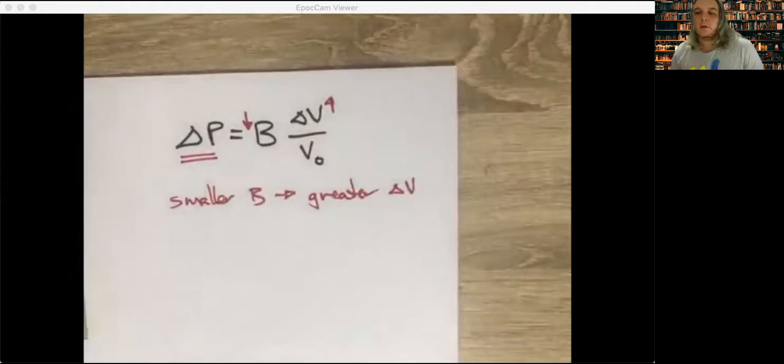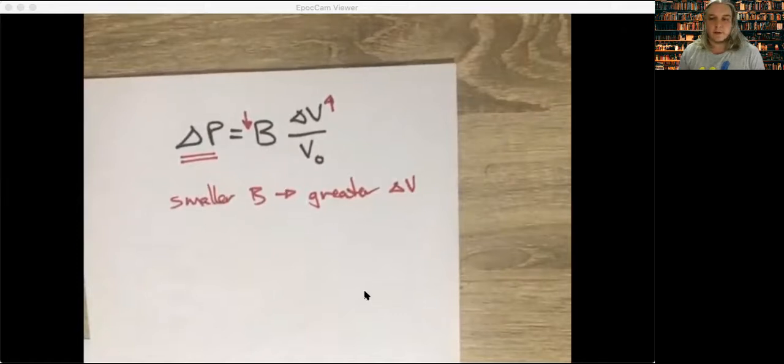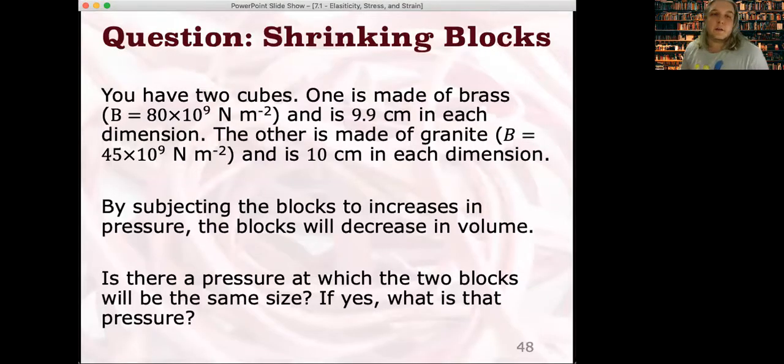So that alone means that we can have a look at our question again. Sorry, I'll just share back to the original question on the slideshow. We can check right now whether or not there is even going to be a potential pressure where this happens. So we need the one that starts bigger to have a greater change in volume, so a smaller bulk modulus. And you can see that granite, which is 10 centimeters, the larger one, has a bulk modulus of 45 times 10 to the 9. The brass one, which is smaller, has a bigger bulk modulus. So our larger one does have a smaller bulk modulus, so it will shrink faster than the brass one.